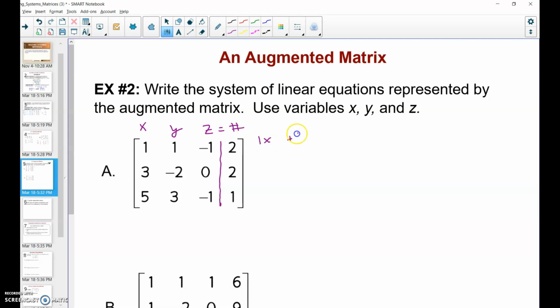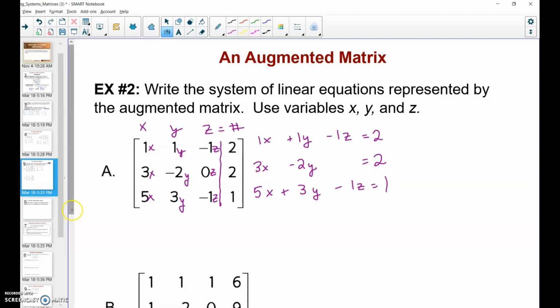So I have 1x plus 1y minus 1z equals 2. 3x, -2y, 0 equals 2. And then 5x, 3y, minus 1z equals 1. Okay, so all I'm doing is pulling these numbers in and putting them in front of the variables. Another trick that you could do is if you know this first column is x, just go ahead and write x all the way down that column. And then do so with the y and the z. And then you can pull that out and write it as an actual equation if that's easier for you.